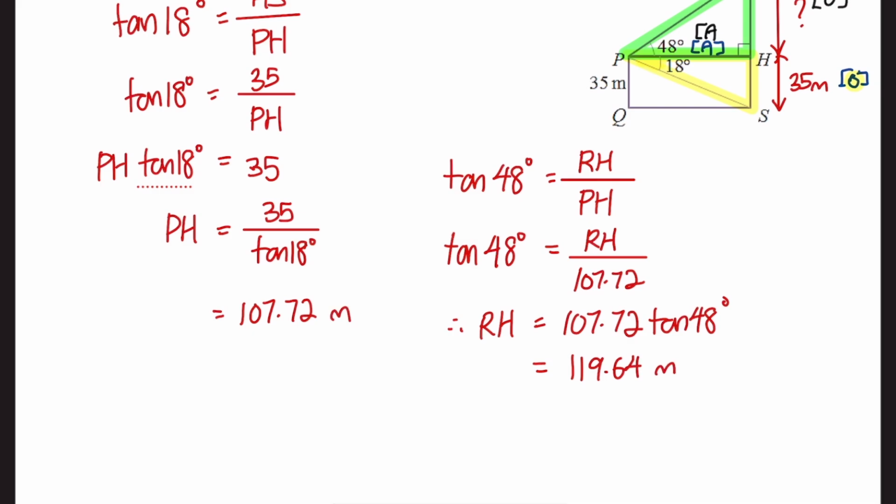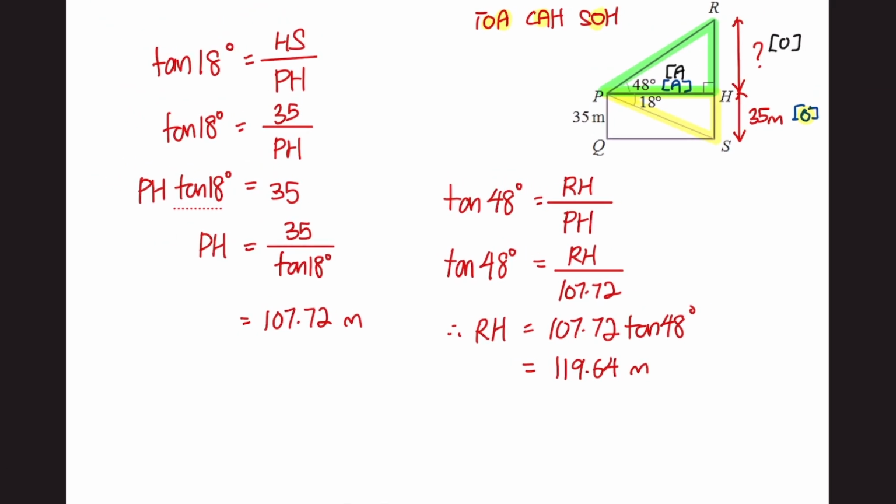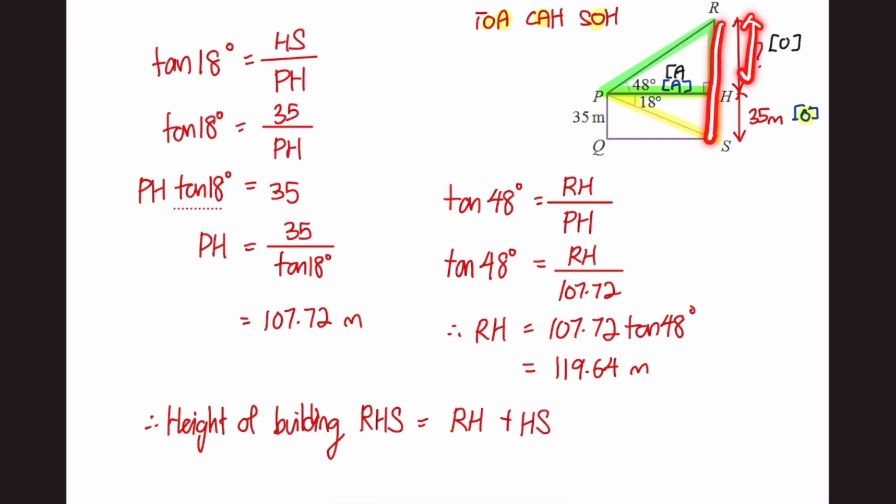Okay, so therefore, final answer, to find the height of the building. The height of the building, which is the length of RHS, is equal to RH plus HS. This building here is the length of RH plus HS. Okay, RH is this, HS is 35.